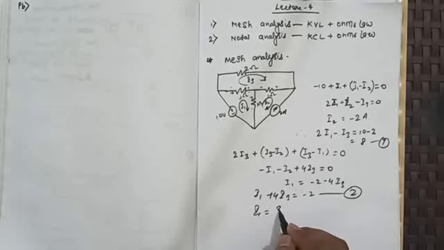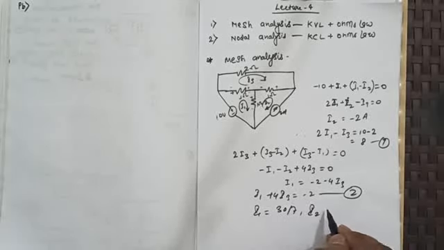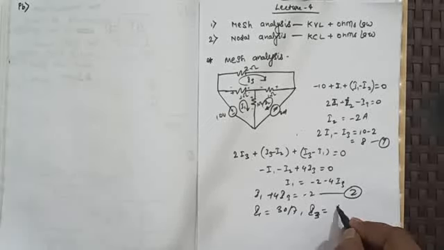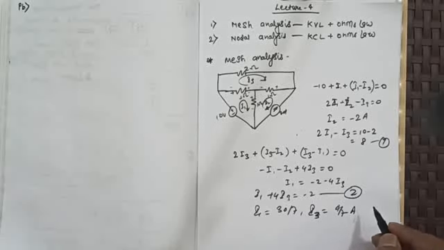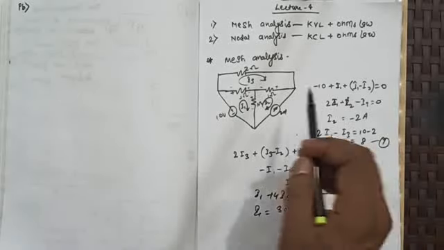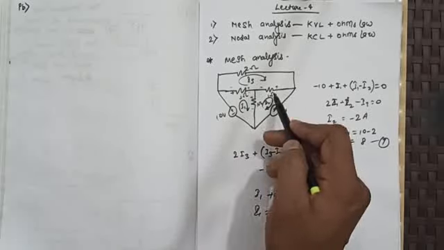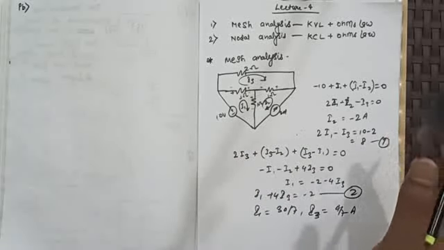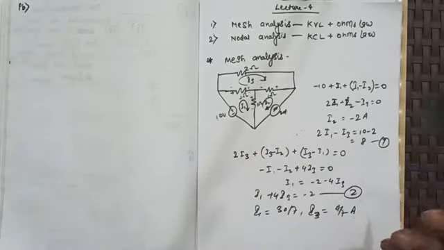I1 is equal to 30 by 7 and I3 is equal to 4 by 7 amps. Clear? Since we have found I1 and I2, now we can find anything, the drop across this, drop across this, drop across this, or the different currents. So this is what the mesh analysis says.